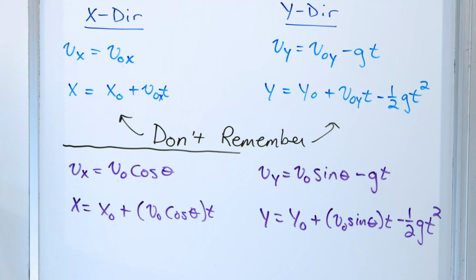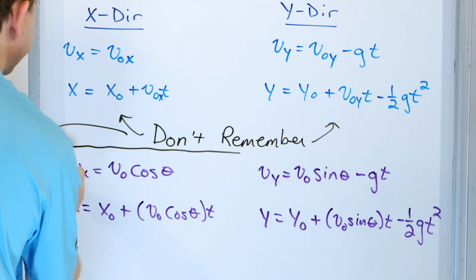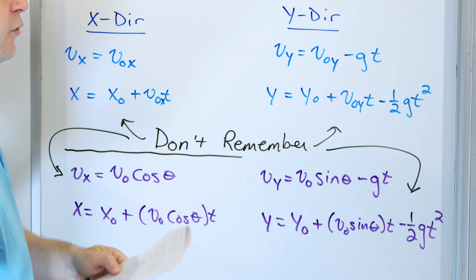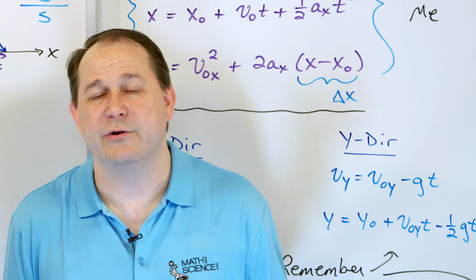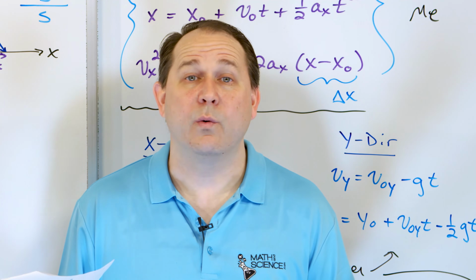All right, let me double check myself. Vx is v naught cosine theta, x is x naught plus v naught cosine theta times time. Vy is v naught sine theta minus gt, and then y is y naught plus v naught sine theta t minus 1/2 gt squared. So I'm going to say the same thing: don't remember these. You might say, thanks for wasting my time telling me equations that you don't want me to memorize. Well, memorize them if you want to. I mean, great, do it, but you don't need to.